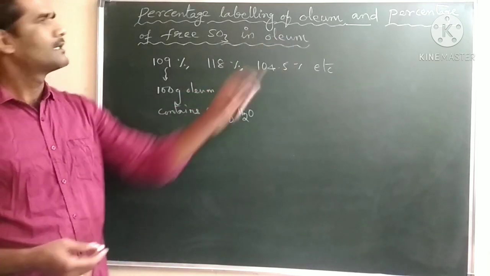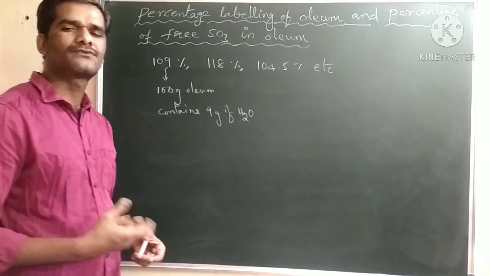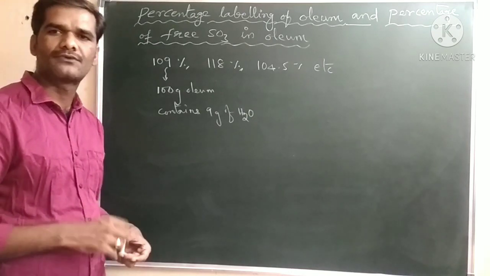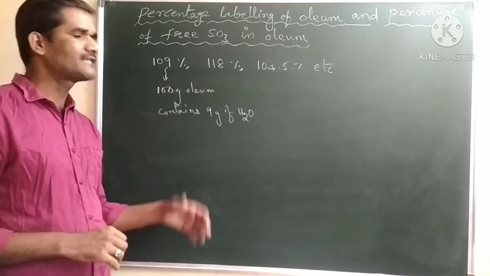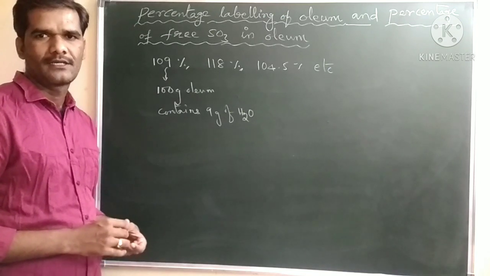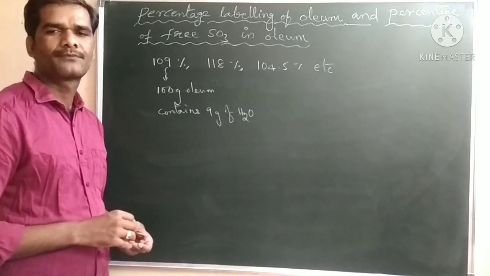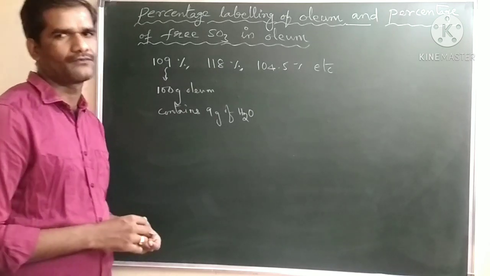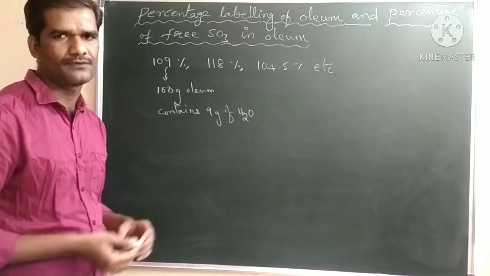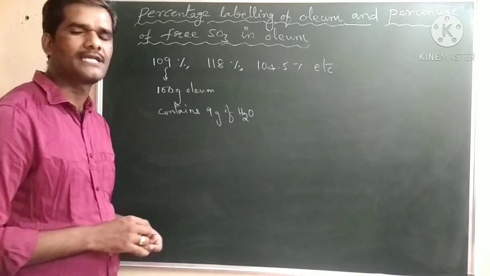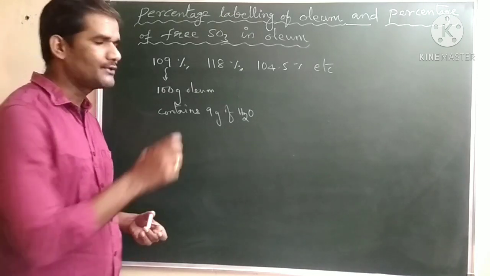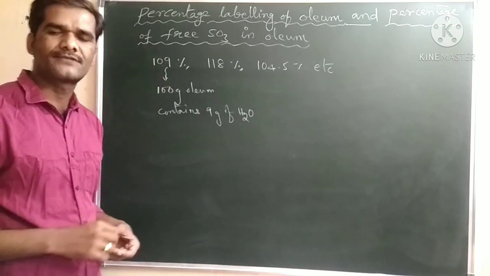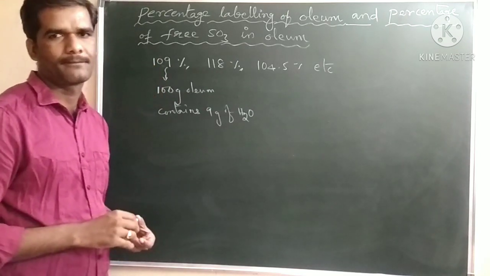And the second one, percentage of free SO3 in oleum. What does it mean? As we discussed earlier, when you add water to the oleum, water reacts with SO3 and it will form H2SO4. The resultant H2SO4 is its percentage labeling. So by using that concept, we can calculate the free SO3 present in the oleum.